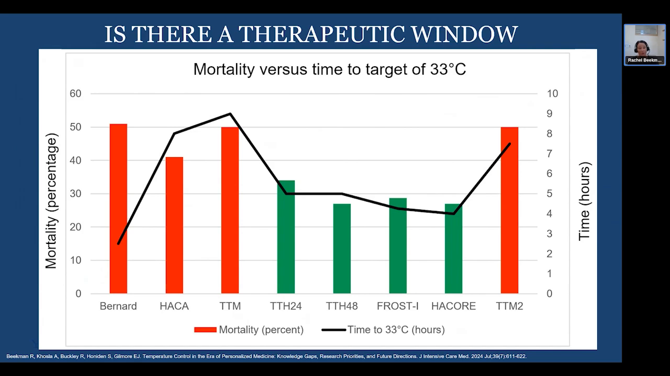And you can see that overall, the studies that had a shorter time to achieve target temperature, which are in the middle here, all had the lowest mortality rates. Seen in green are the studies that use predominantly intravascular cooling, and you can see that these studies had overall shorter induction times.